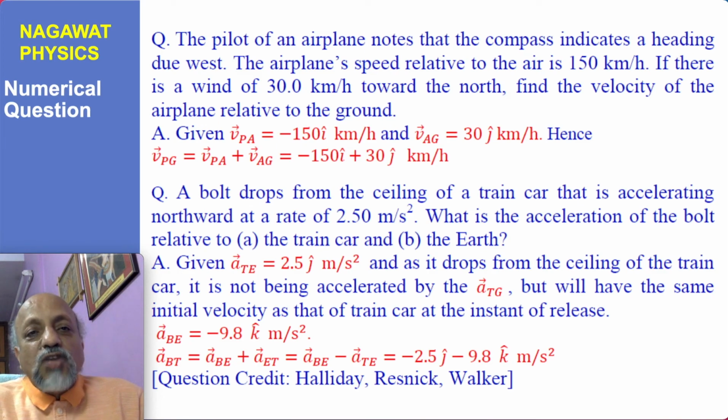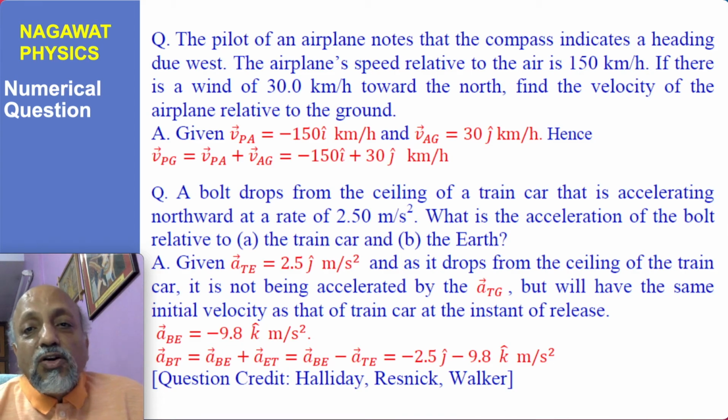The two more questions I am giving here. The pilot of an airplane notes that the compass indicates a heading due west. So theta compass is due west, which means, as I have explained earlier, due west is 270 degree. The airplane's speed relative to the air is 150 km per hour. If there is a wind which is flowing at 30.0 km per hour towards the north, find the velocity of the airplane relative to the ground.